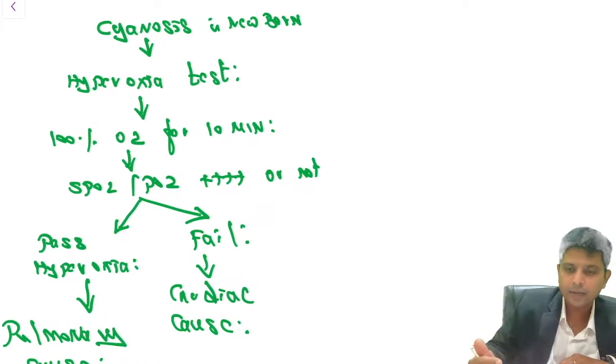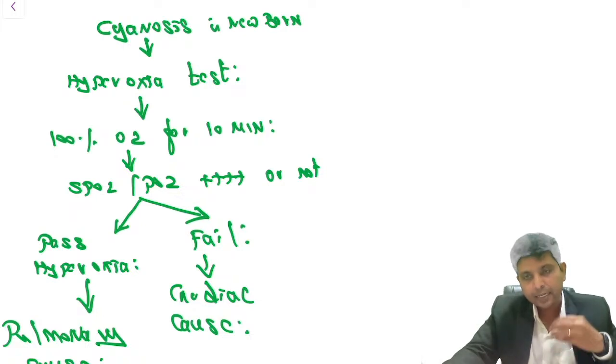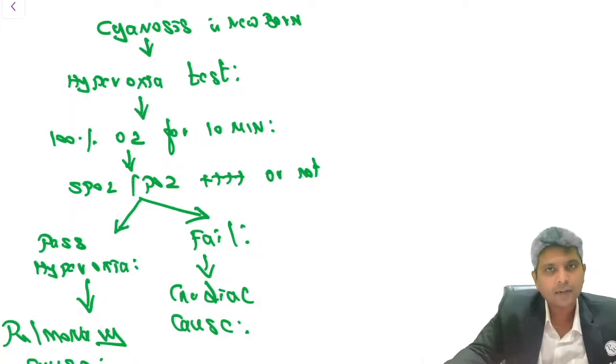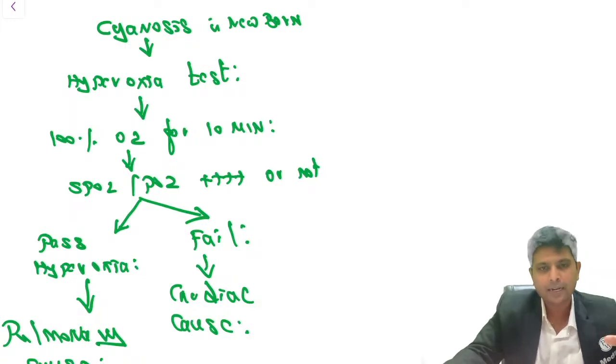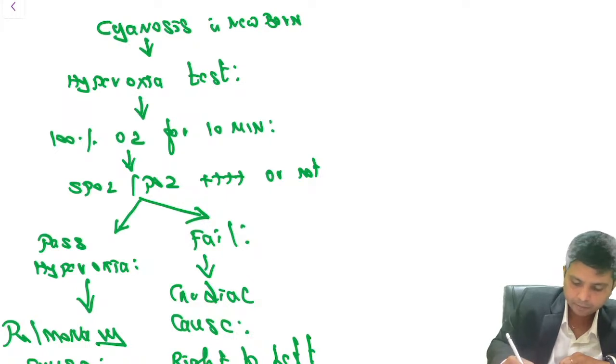So cardiac cause is when you have a cyanotic child with a failed hyperoxia test, that is, it fails to increase the oxygen saturation even after 100% oxygen for 10 minutes. It is a cardiac cause, mainly a right to left shunt.